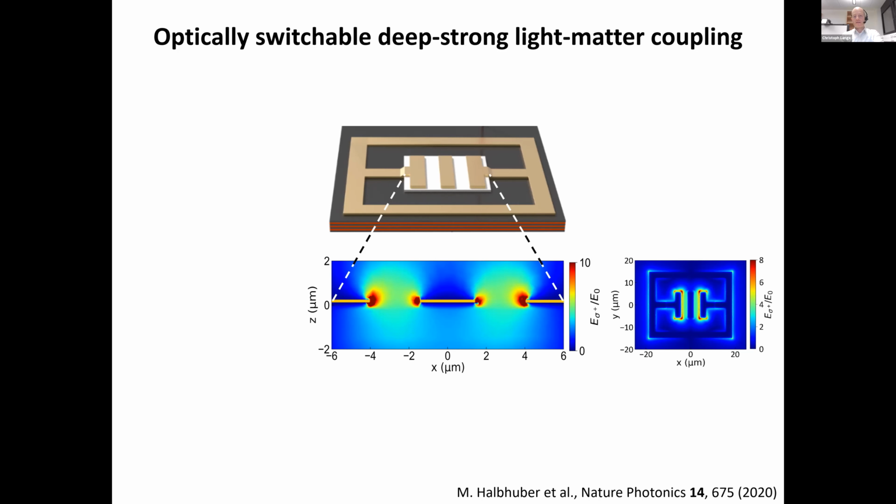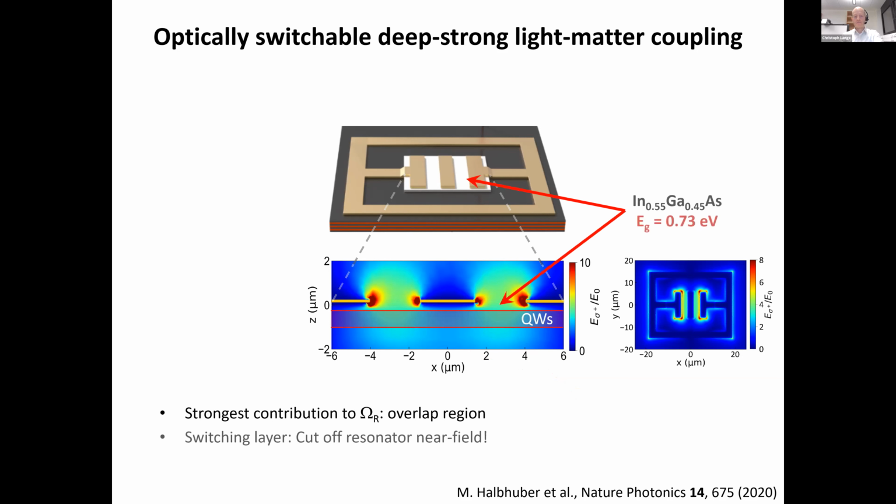But before we get there, here's a calculation of the near field profile shown from the side. So here we have again this strong near field enhancement in the capacitive region of our resonator. This is where the quantum wells are placed for the light matter coupling. So this area is where the strongest contribution to deep strong coupling occurs, where the Rabi frequency is essentially set.